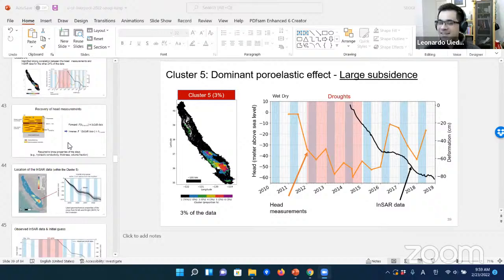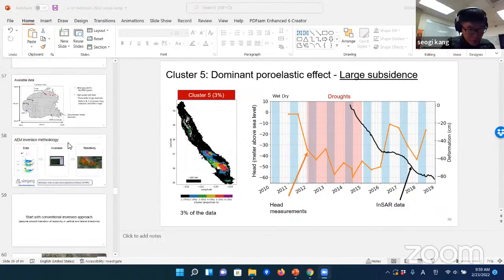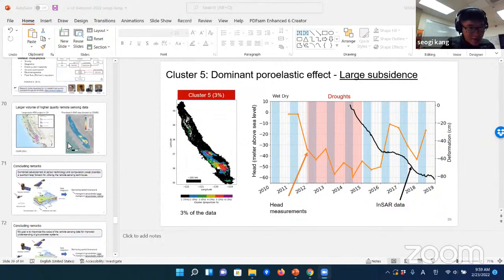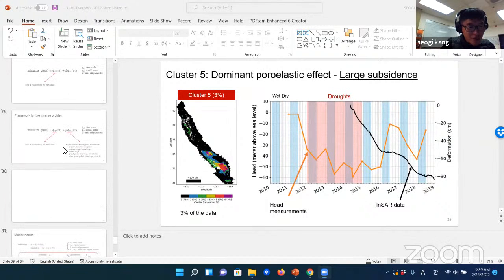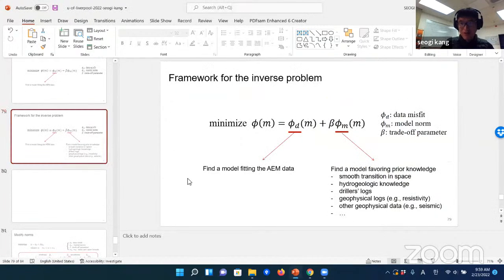Great question. So I obviously didn't have enough time, so I didn't walk through the math behind it. Here's a simple diagram. This is the framework of the inverse problem. What we're asking of the inversion is: I want to find the model that can fit the airborne EM data, plus I want to find a model favoring the prior knowledge. In our case, the prior knowledge of the targets.